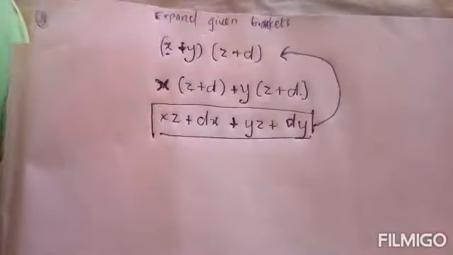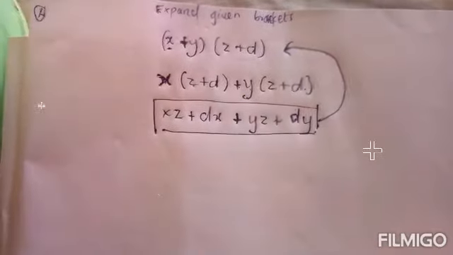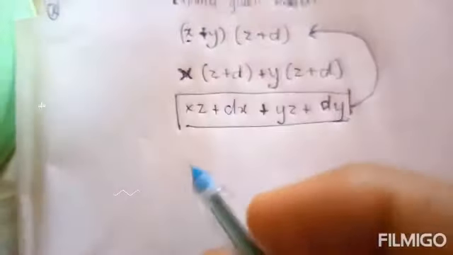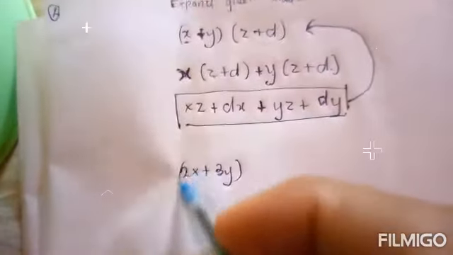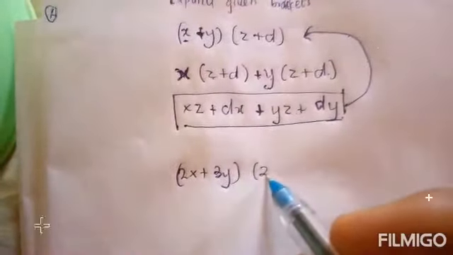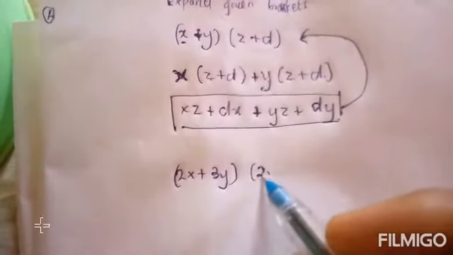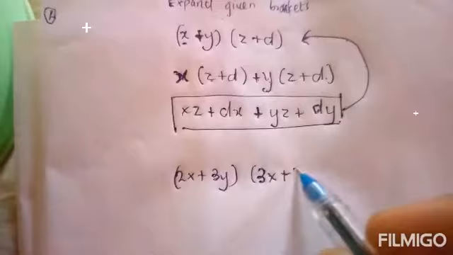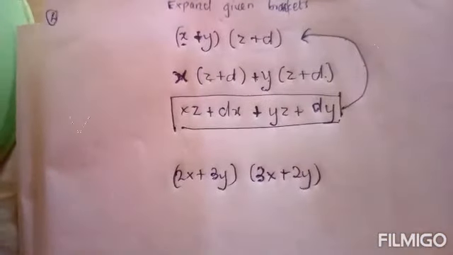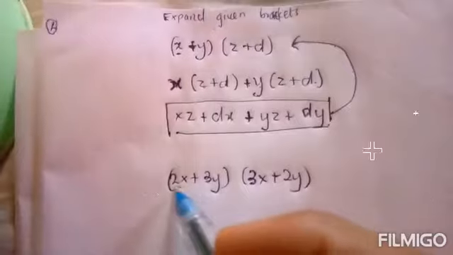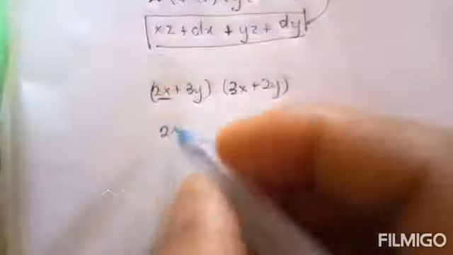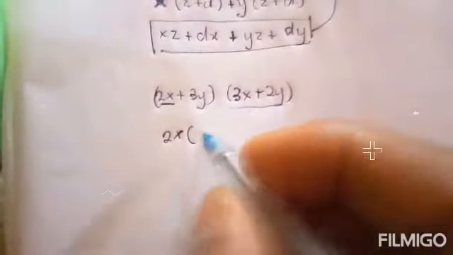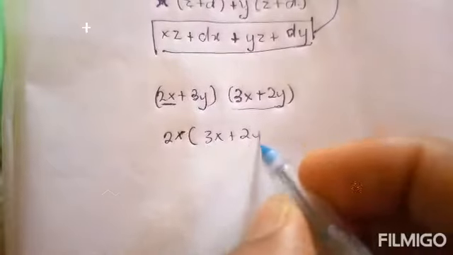So let's take another example. Let's say you are given 2x plus maybe 3y in a bracket, multiplying to maybe 3x plus 2y. What do you do? You first take anything that is here, that's 2x, right? It's 2x that is there. Then you pick the next bracket, the other bracket, so 3x plus 2y.